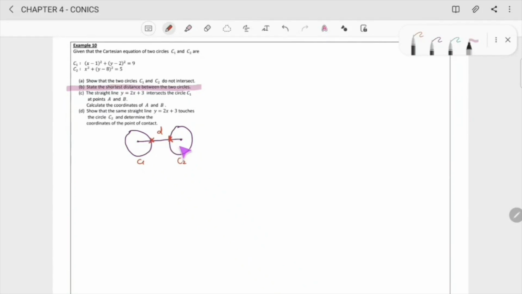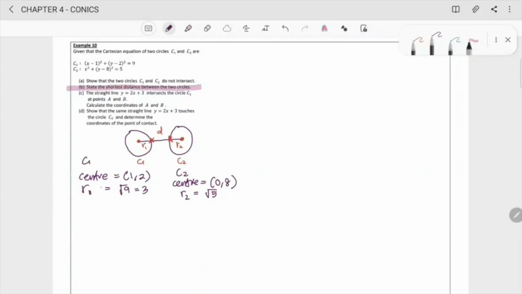We know this is R, this is R1, this is R2, and this is center 1, this is center 2. So we collect the information. The center for C1, we look at this equation, so we have 1, 2, so (1, 2), and the radius 1 is 9, so the square root of 9, which is 3. For the C2 center, this is 0, 8, so (0, 8), and the radius 2 is 5, so the square root of 5. That's the first information that we need.